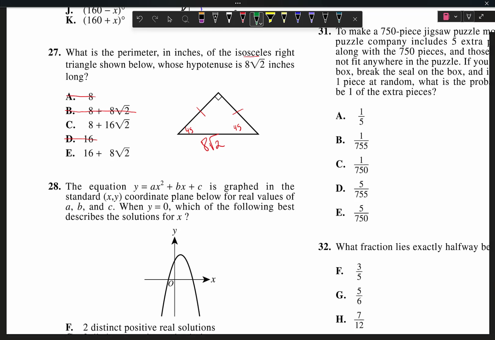You should know in a 45, 45, 90-degree triangle, the legs times radical 2 equals the hypotenuse. So that means what number do we have to insert for the leg to get 8 radical 2 for the hypotenuse? Well, it's just missing the 8 right here. So both of these legs are 8, which means the perimeter for this right triangle is 8 plus 8 radical 2, which is 16 plus 8 radical 2. E.